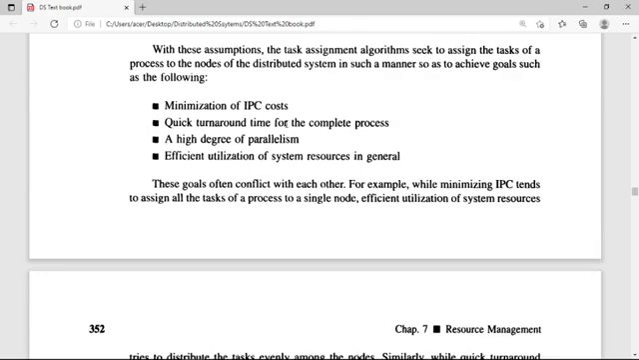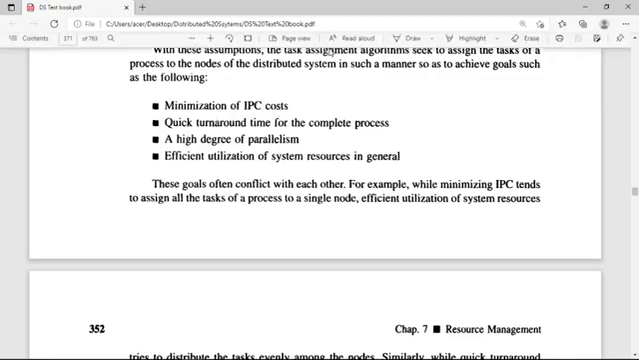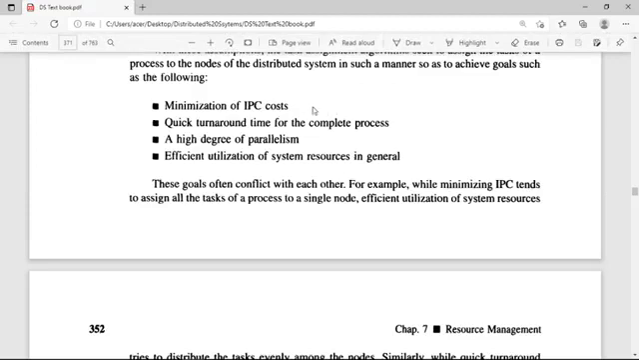What are those goals? Minimization of IPC cost, that is, inter-process communication costs will be minimized. If we both send an SMS, nowadays it is free, but with some networks it will cost 1 rupee, 80 paisa, 50 paisa. We will choose the package in which the cost is minimized. With the task assignment algorithm approach, the cost is minimized.